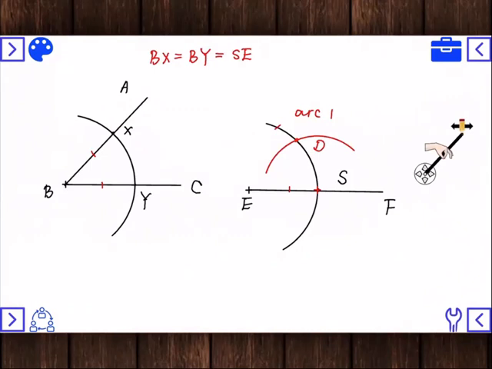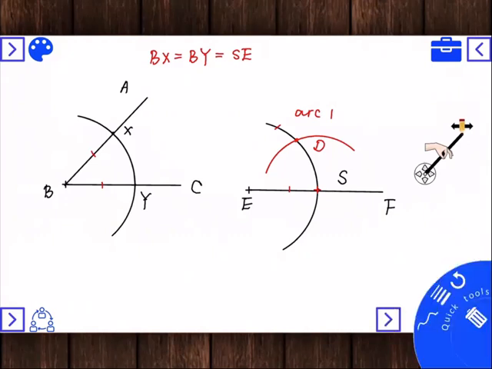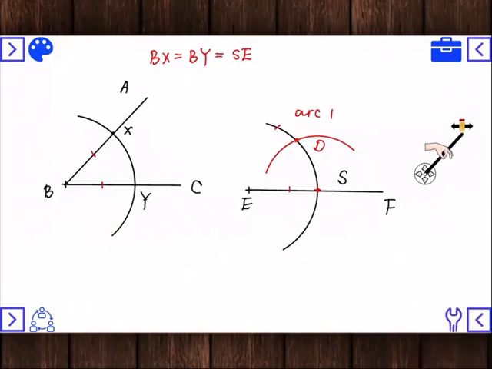Step 5, join ED, then angle DEF is equal to ABC. So now we need to join ED.